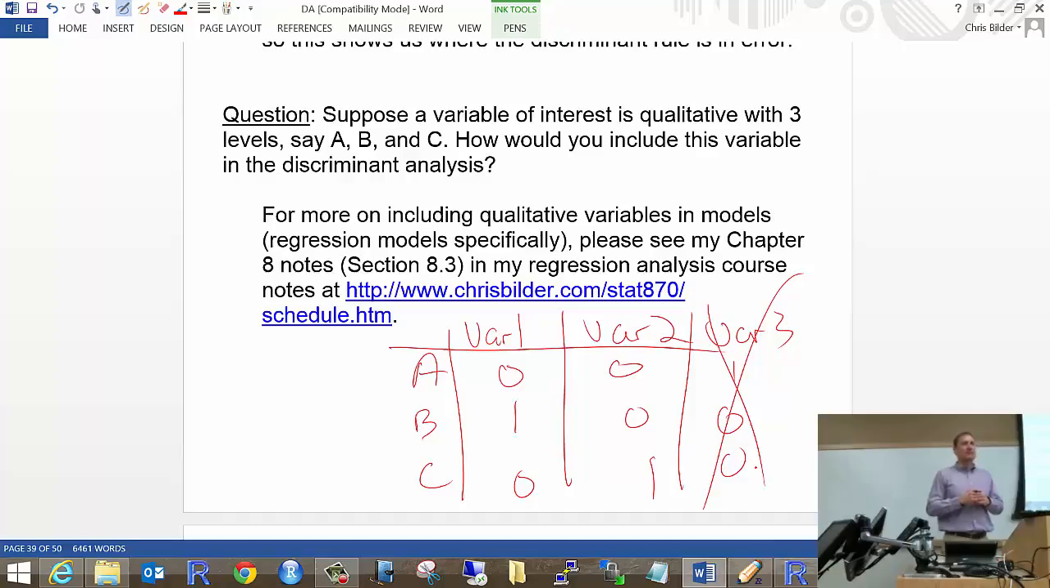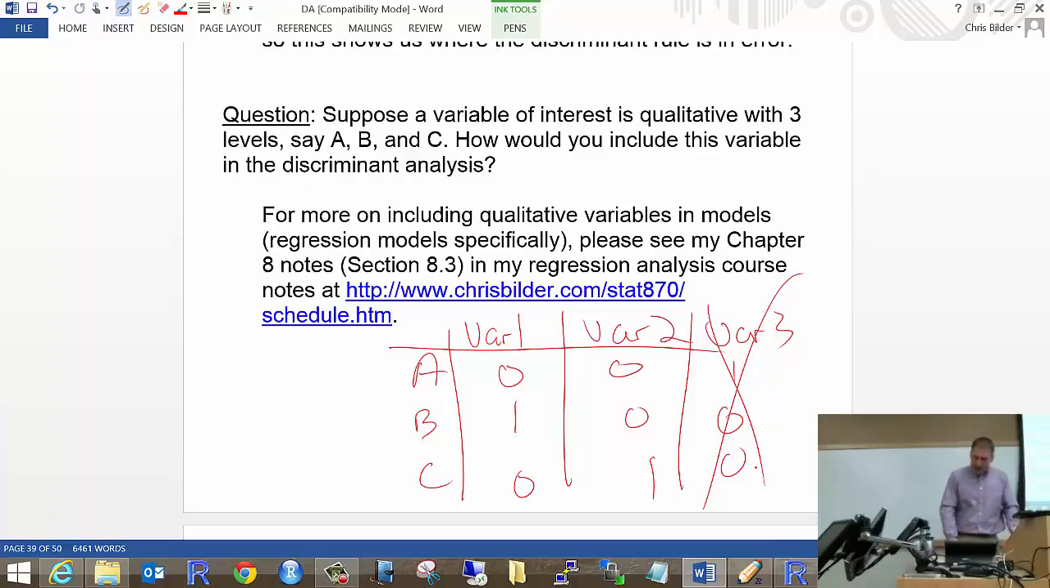Okay, that's the reason. But the main thing is, notice with only 2 variables, you can uniquely code a qualitative variable with 3 levels. So that's how you would take that into account.